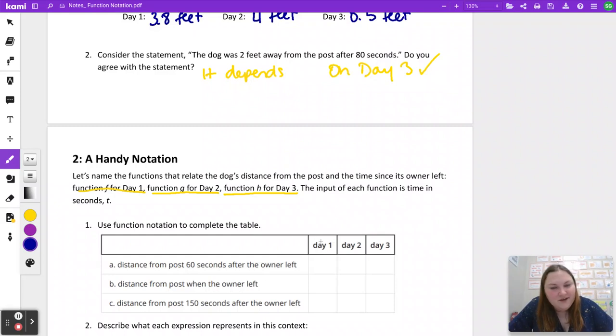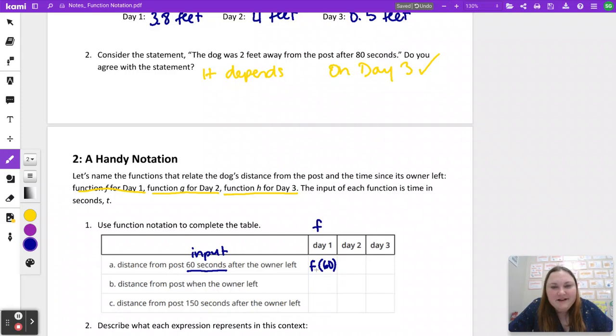So for example, if I'm talking about day 1, I'm going to use the letter F, and I need the input. So if we're talking about the distance from the post 60 seconds after the owner left, that's 60 seconds, that time is my input. And so the way I combine this information is I put the name of my function first, that's my F, and then I put my input in parentheses. And so for this description here, that would be the 60 seconds. So I would put 60 right there.